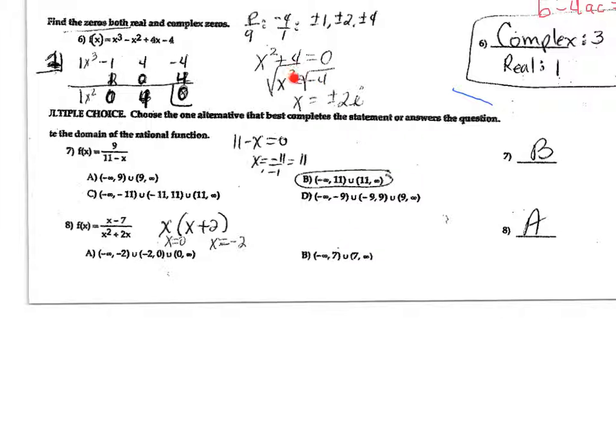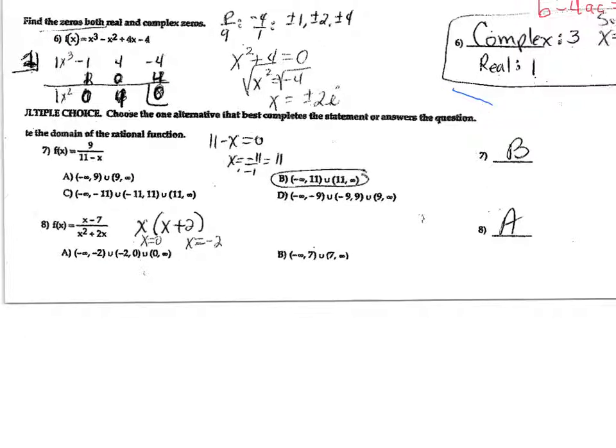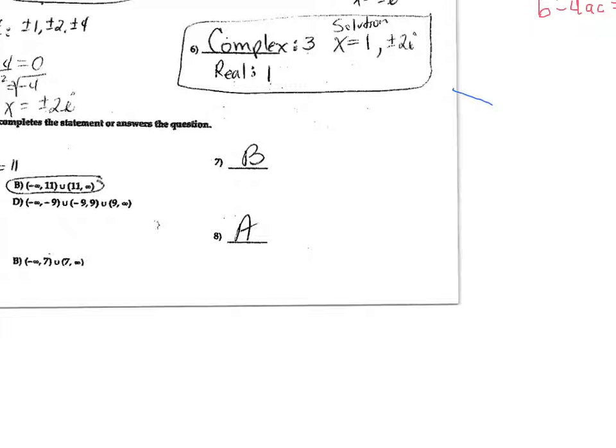Then you get 4, move it over to the right. Then the square root of that is plus or minus 2i. So this is 2 imaginary, 1 real, and 3 complex. And what are the solutions? Because it says here, find both. Find the zeros. Well, find the solutions. So the solutions are 1 and plus or minus 2i. Those are the solutions, okay?